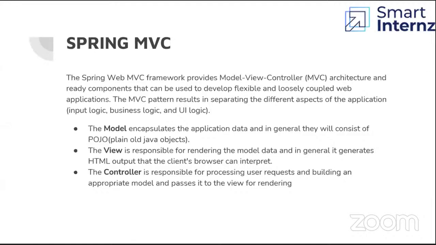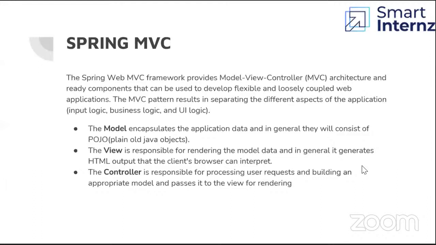That is the model, view, and controller. This MVC provides a loose coupling between all these three elements. Now, what is basically the model? Model encapsulates the application data, and in general, a model is basically a plain old Java object, POJO. So basically a simple class file. A class file is known as a model, or basically an object. You can consider model as an object, right?